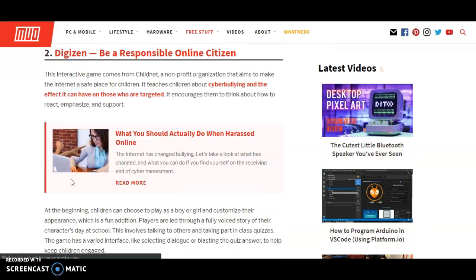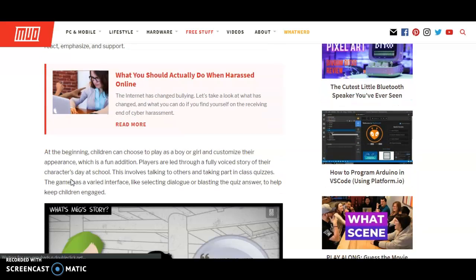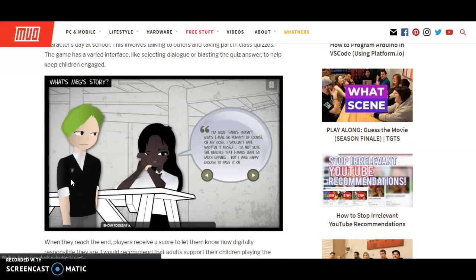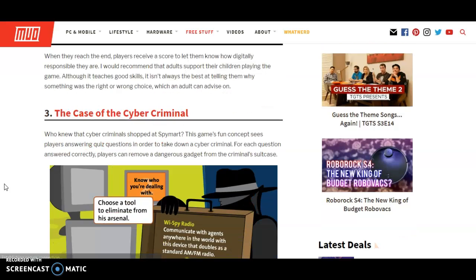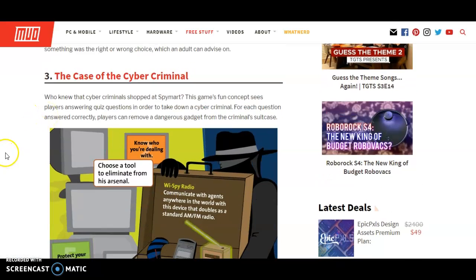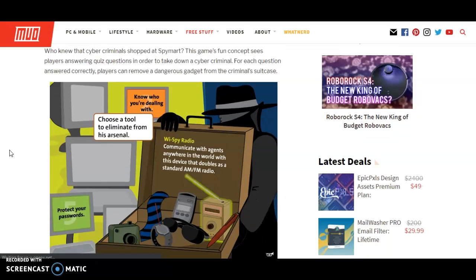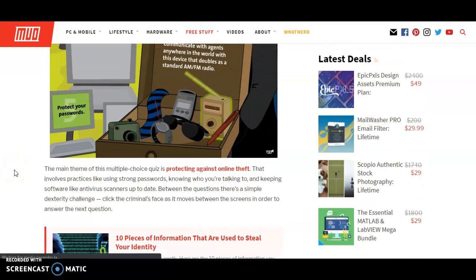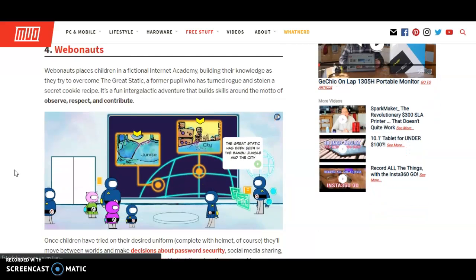The second one is about being an online responsible citizen. So here you can choose to play a boy or a girl, and it's about throughout the day. At the end of each game, the players receive a score to let them know how they did via digital responsibility. The next one is called the Case of the Cyber Criminal. It's a very intriguing tool for students.